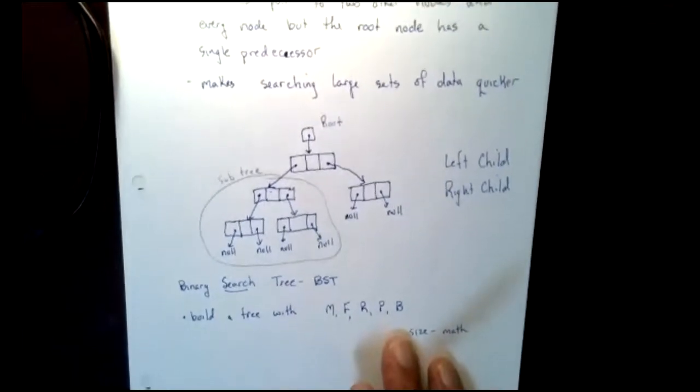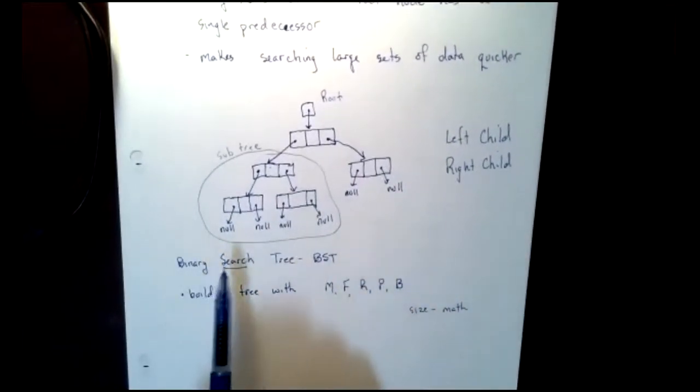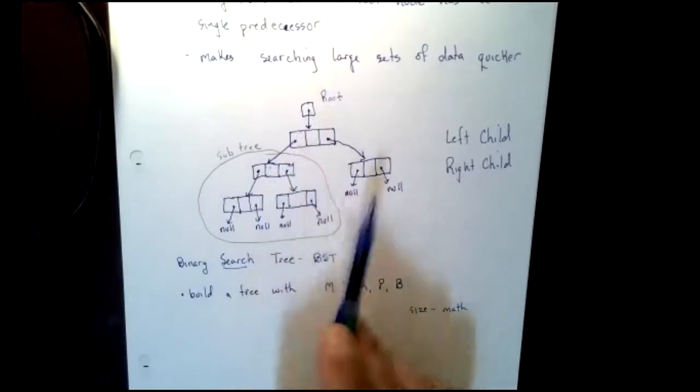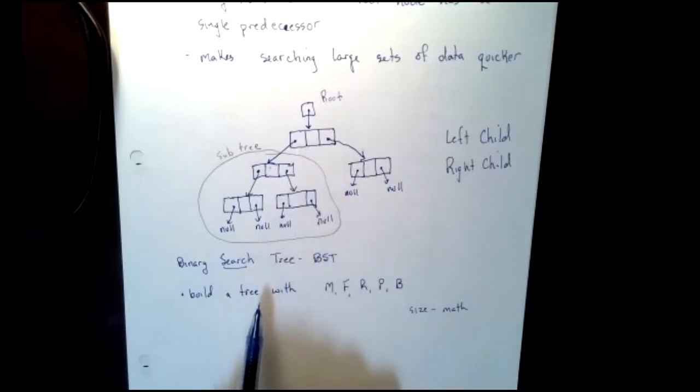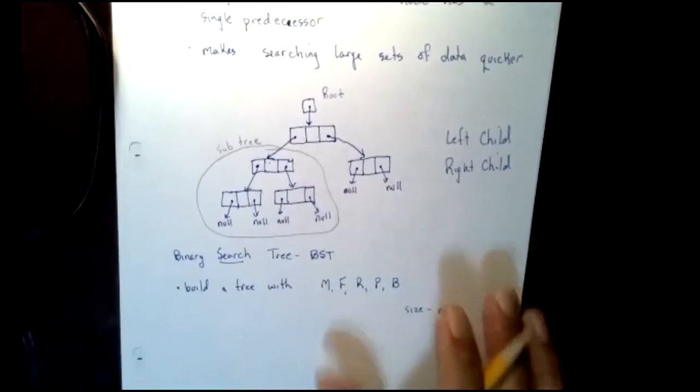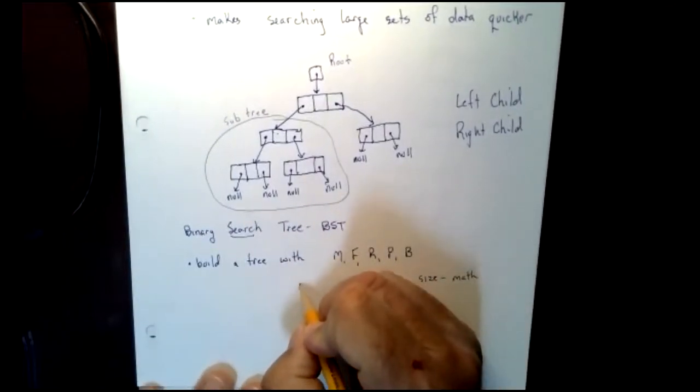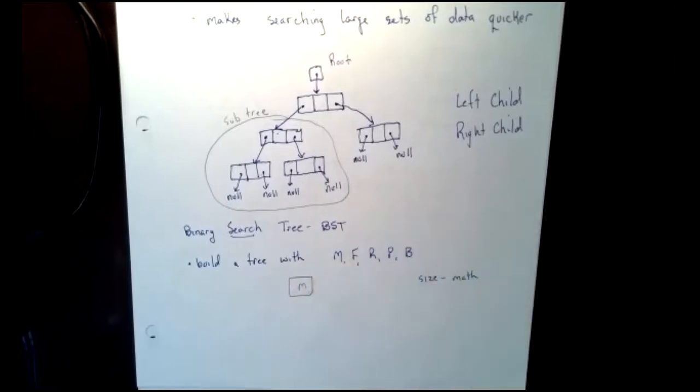So I'm going to start, and we're going to build what's called a binary search tree, which means we're going to build a tree. It's going to look like this, but when we build it, we're going to build it in a way that it makes sense for us to be able to search. Okay, so I'm going to get ready, and I'm going to build this tree with the letters M, F, R, P, and B. So I take a look at M, and that's going to be my first node. My root would end up pointing to that. Now, we're going to make these so that they're set up alphabetically.